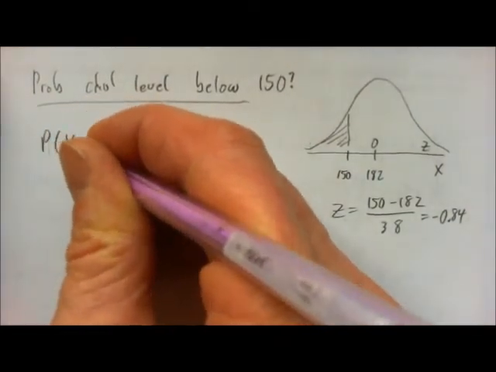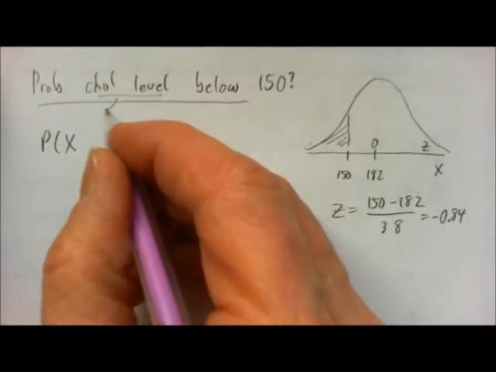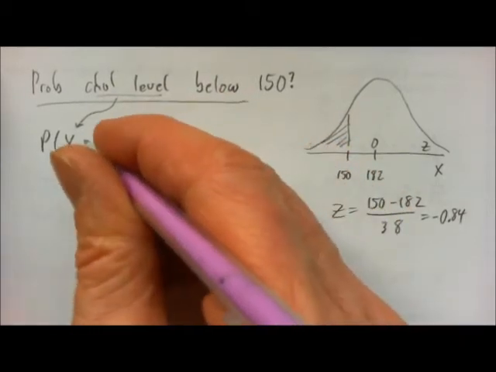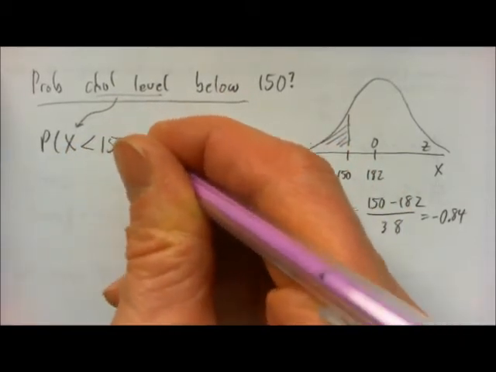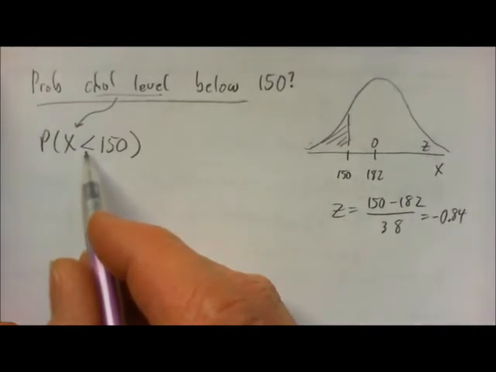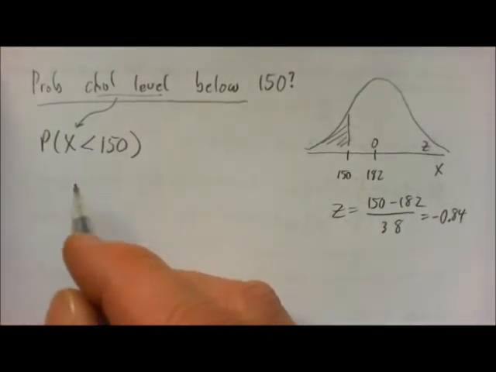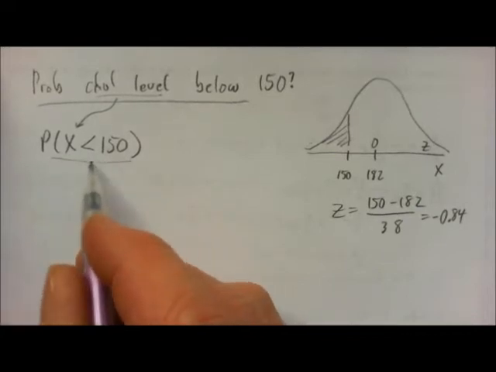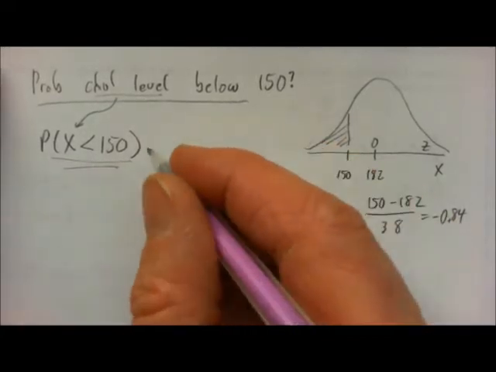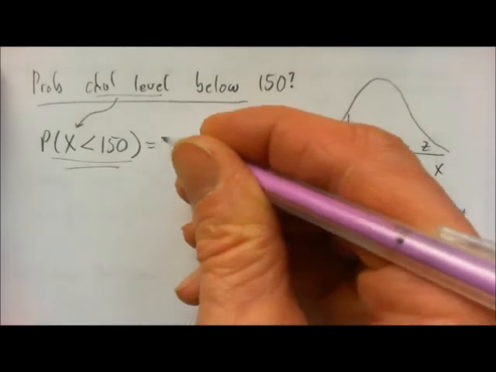This is the probability that x, a cholesterol level, is below 150. So that's less than 150. And again, like we said earlier, it doesn't matter whether you have less than or equal to. They're the same value. So this is one of the form that we can read straight off the table if we get it in terms of z first.